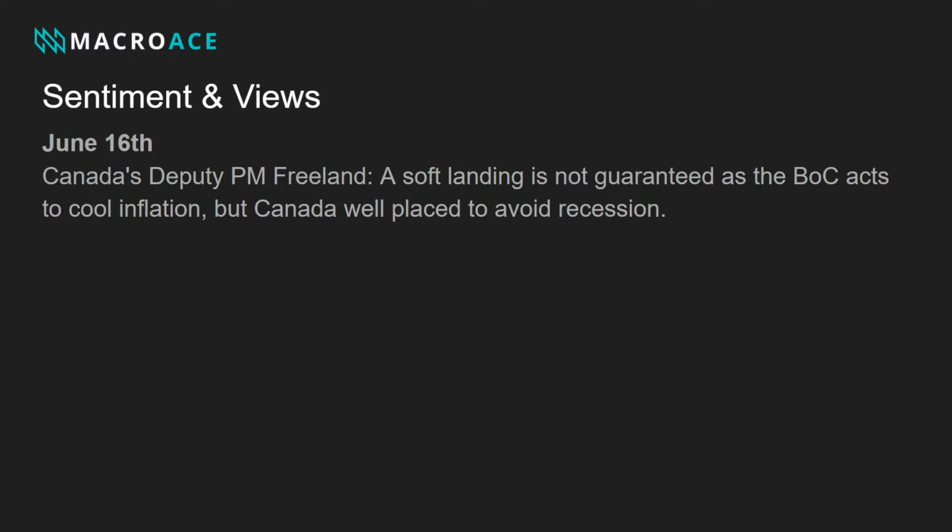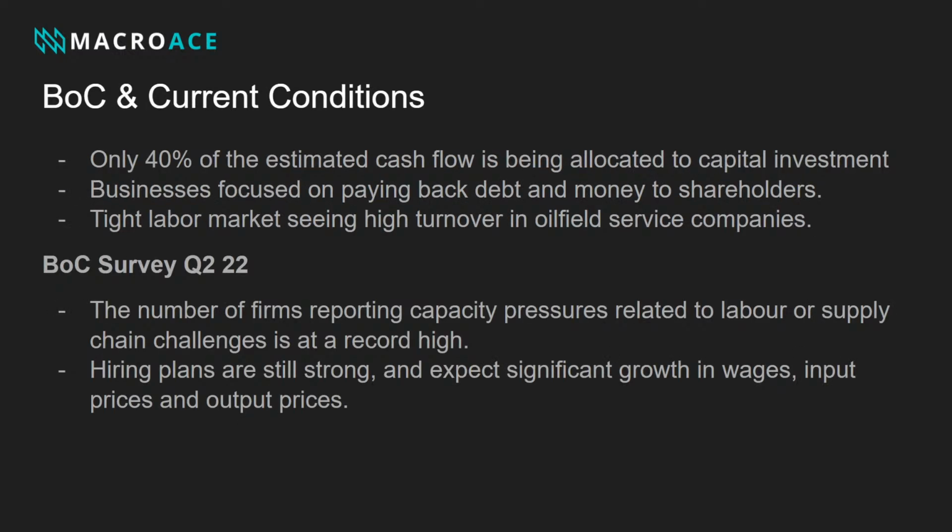Employment data last time around was better than the previous figure, but we may start seeing worse data in the future. Bank of Canada and current conditions then. Only 40% of the estimated cash flow is being allocated to capital investment. This is for businesses from the energy sector. Businesses are focused on paying back debt and money to shareholders. And also a tight labor market is seeing a high turnover in the oil field service companies as well.